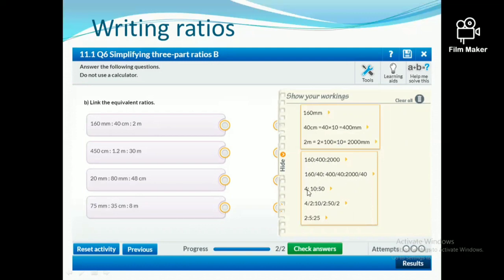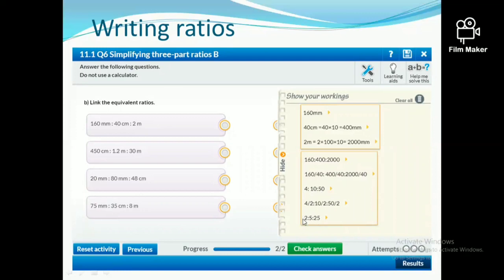160 divided by 40 is 4. 400 divided by 40 is 10. 2000 divided by 40 is 50. Are these numbers divisible further? Yes, it's divisible further. You can divide everything by 2 again. 4 divided by 2 is 2. 10 divided by 2 is 5. 50 divided by 2 is 25.